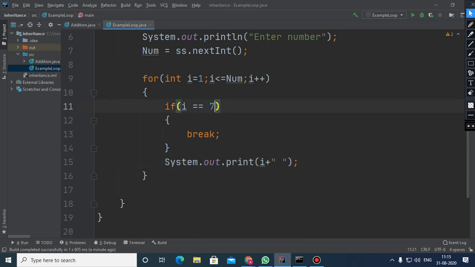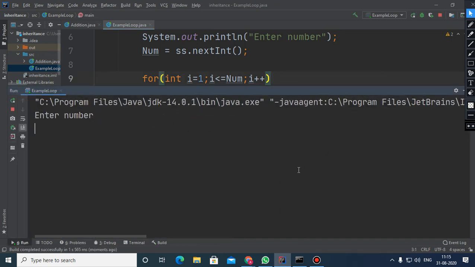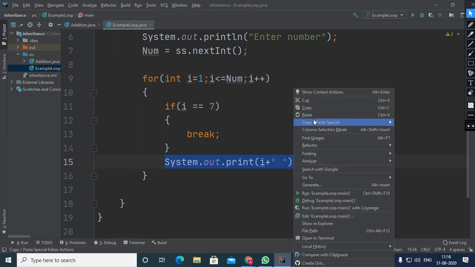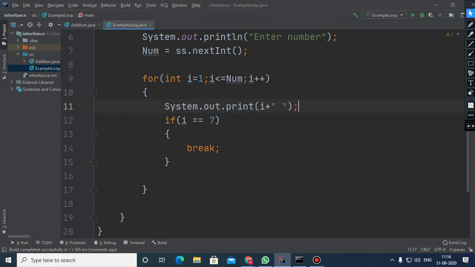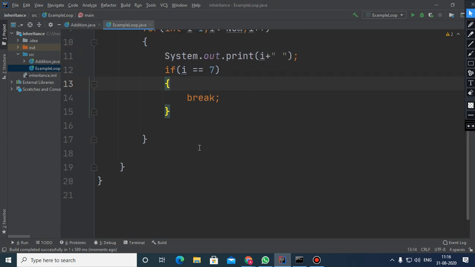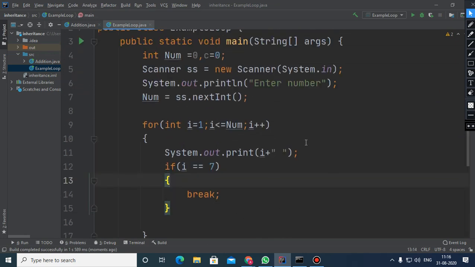Suppose I am writing 7 here, and the input value is 10. It will terminate when the value of I becomes 7, as it is printing the values after this if block. Suppose I place this if block above this, you will see that this time 7 also will get printed on the screen. So 7 also got printed because after printing, the condition was checked, and after that break was executed. So any problem with break?